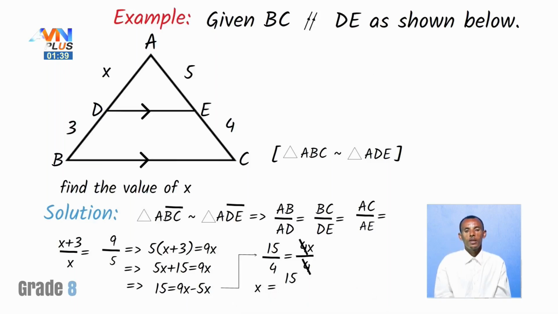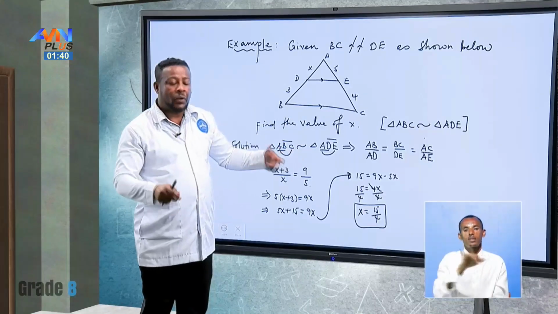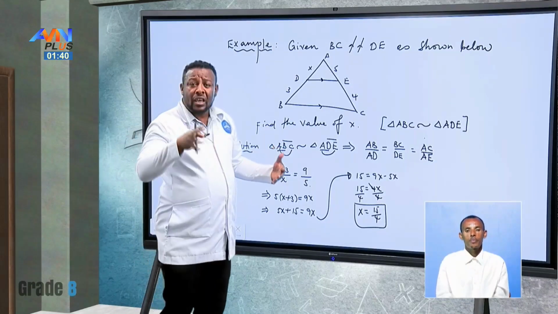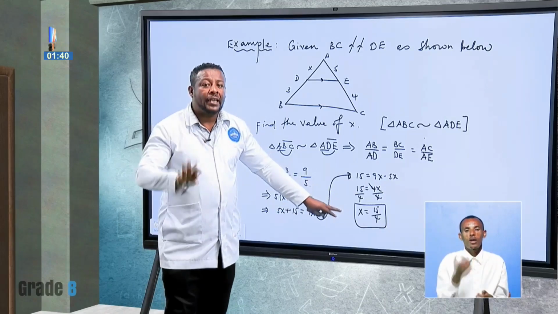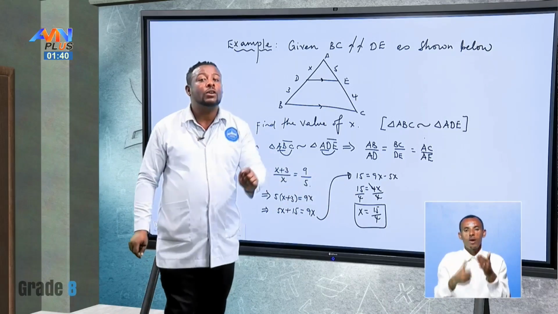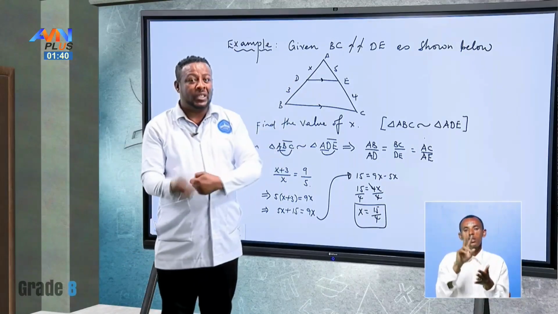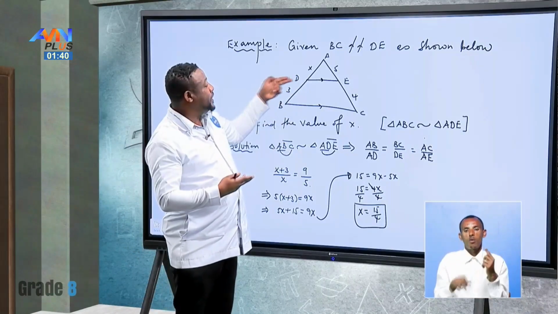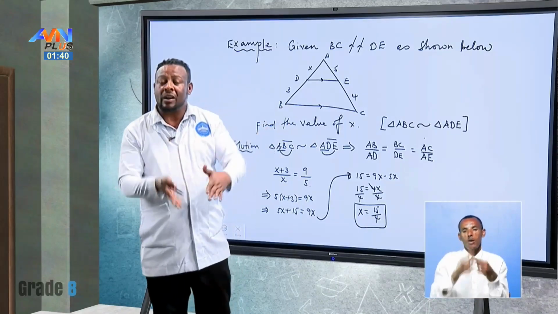Okay, this is the value of x that makes these 2 triangles similar. Okay, if you change this x value, if you take any x value other than 15 over 4, you can check that the 2 triangles cannot be similar. That means DE and BC also cannot be parallel, right?